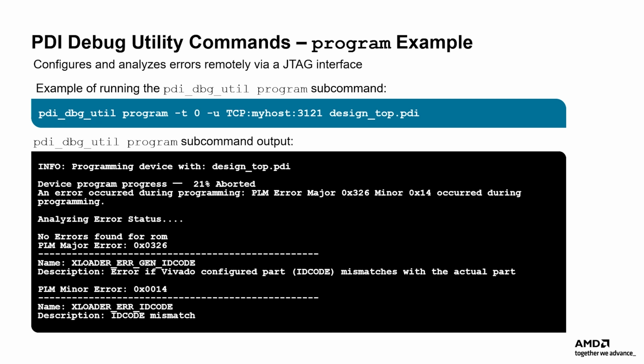In this output, the program subcommand starts by configuring the device with the PDI file. The programming status denotes the progress. In this case, it ceases at 21% due to a reported error. The error status is presented, initiating the analysis process. The analysis involves deciphering the error and subsequently concluding the analysis.